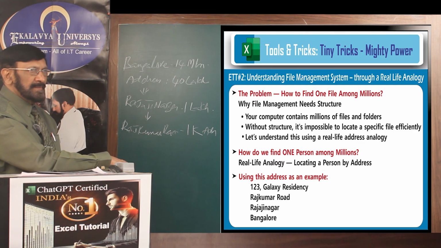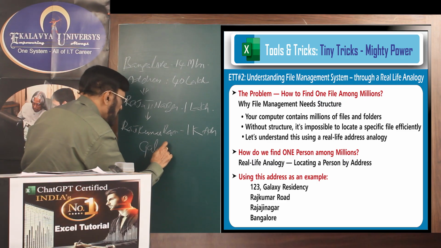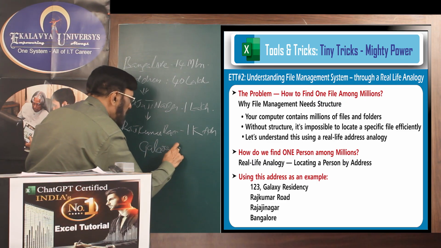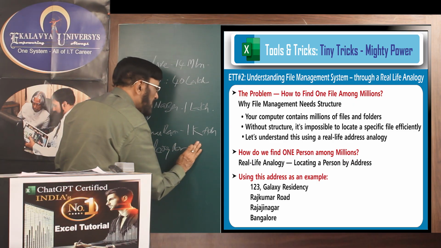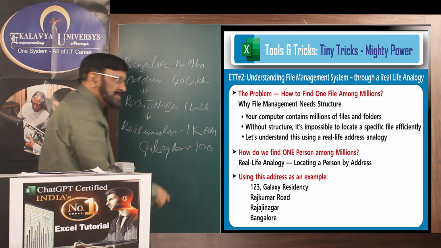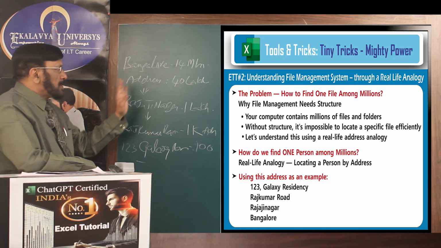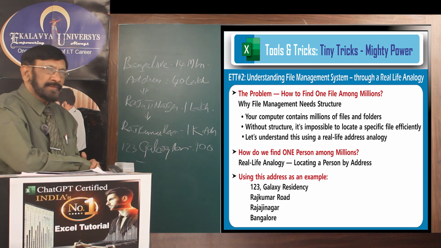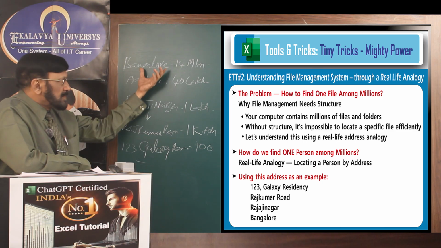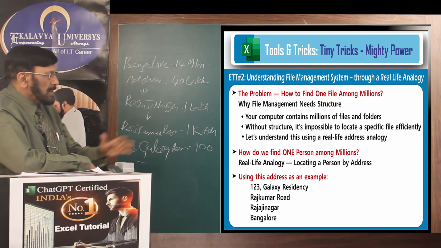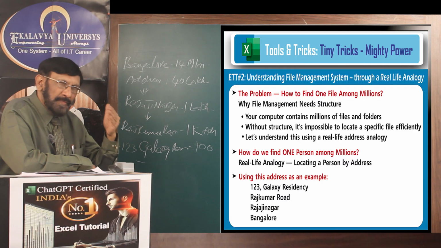Now, in Rajkumar Road, one Galaxy Residency is there. In this, let us say 100 flats are there, meaning 100 addresses. This is 123. Now you want to reach this person, Mohan Kumar. Then from this to this, you have written a hierarchy. By that, you are able to reach this person with a simple effort.